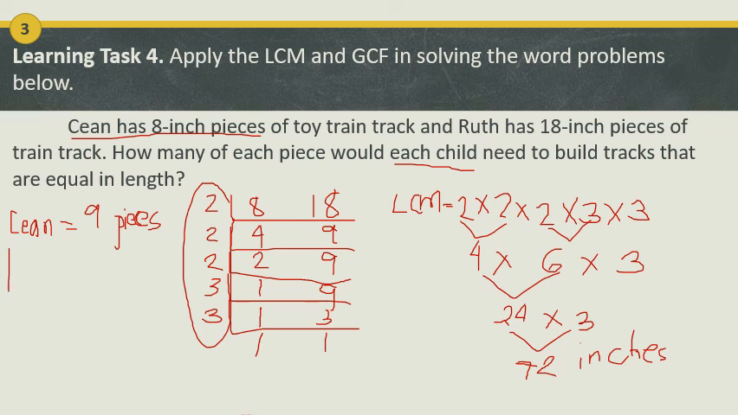While Ruth, since 18 yung haba ng kanyang train track, ang kailangan niya po dito is 4 pieces lang. Kasi tigi 18 inches naman yung kanyang train track. Okay? So, yan po ang kailangan nila. So, ito po ang magiging answer natin, itong dalawa.